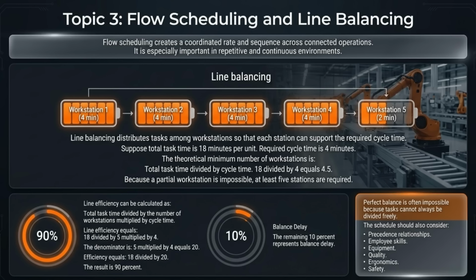Topic 3. Flow scheduling, line balancing, and process industry scheduling. Flow scheduling creates a coordinated rate and sequence across connected resources. It's especially important in repetitive and continuous environments. Line balancing. Line balancing distributes tasks among workstations so that each station can support the required cycle time.